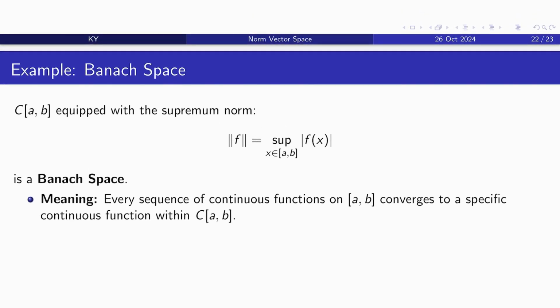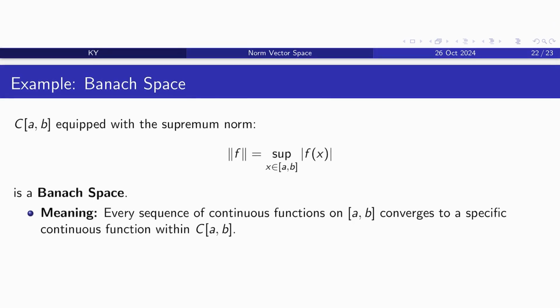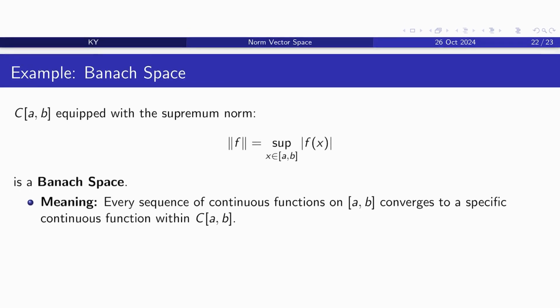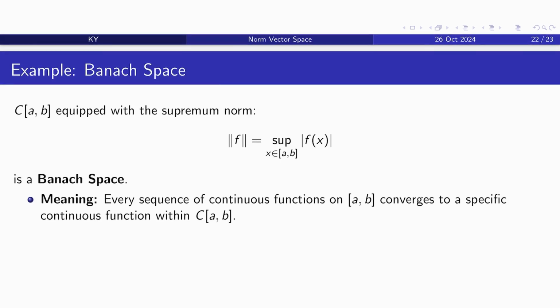I might run out of time to do this, but let me show you an example of what kind of objects we're trying to talk about in Banach space. We can use this example. Let's say all the continuous functions restricted in an interval [a, b], equipped with the supremum norm, is a Banach space.